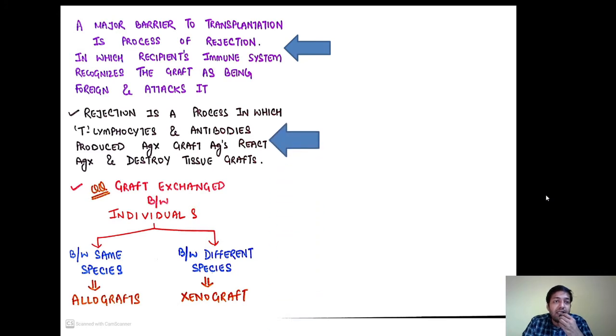So basically transplant rejection is a process in which the T lymphocytes and the antibodies produced against the graft antigen will react against and destroy the tissue graft. Okay, this is what is happening.